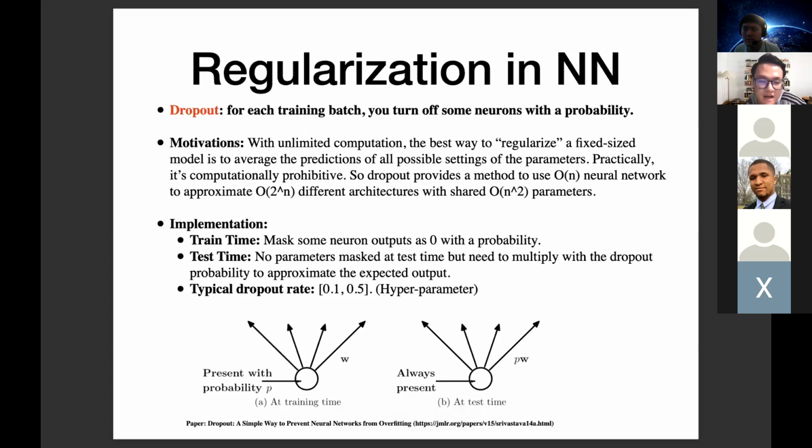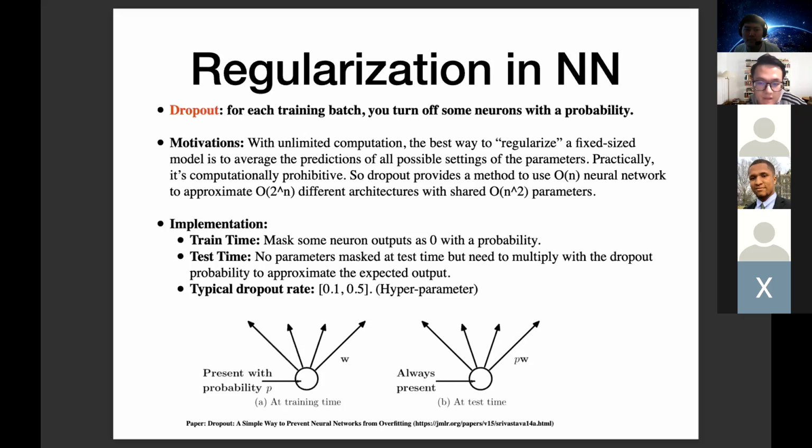Because if we have a larger model complexity, you will overfit to the training data. But if you have dropout, you can regularize a fixed-size model, and actually you can average the predictions of all possible settings of the parameters.